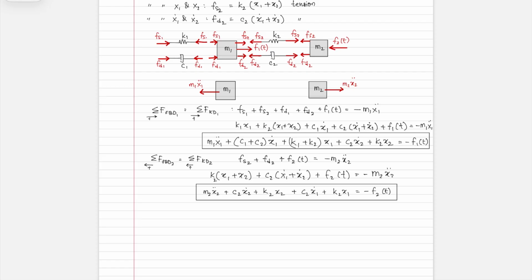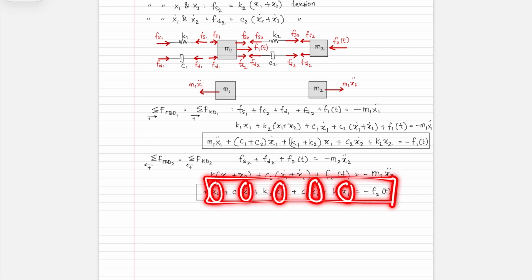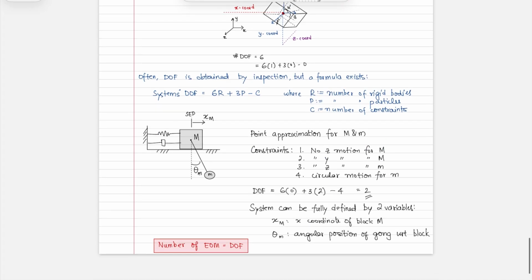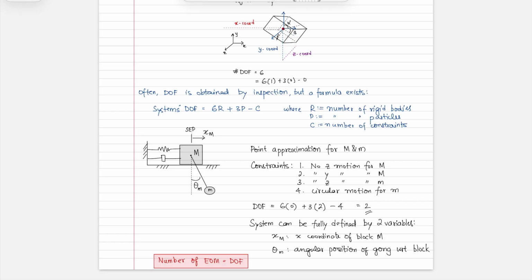So here, this equation says how x1's second derivative, first derivative, and zeroth derivative are related to x2's first derivative and zeroth derivative. So this equation defines how x1 will effectively evolve. This here relates the second derivative of x2 with the first and zeroth derivatives of x1. How do these variables evolve with time? Okay, so to be able to fully define the system, the number of equations that you obtain should be equal to the degrees of freedom.